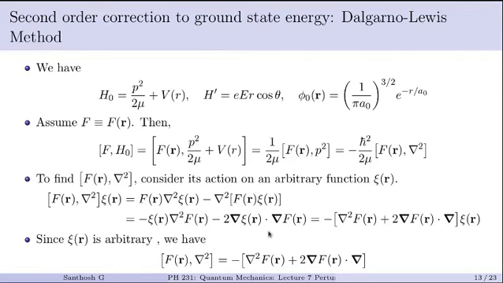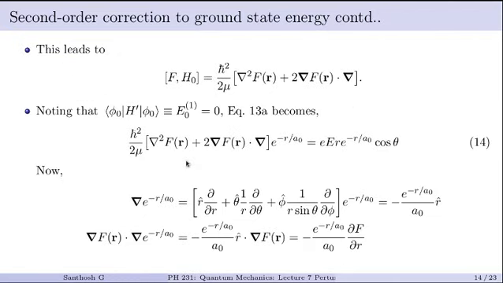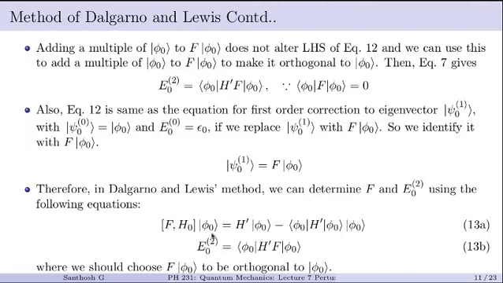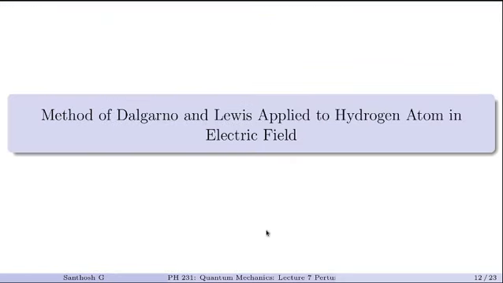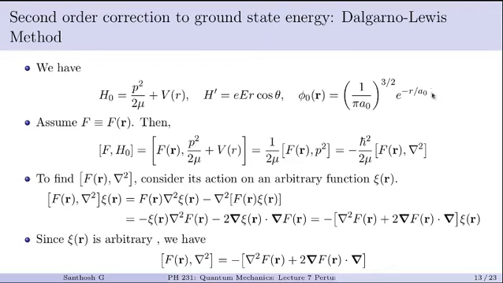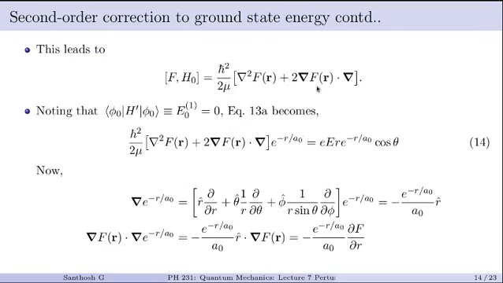Okay, then our equation becomes: the commutator of f with h0 acting on phi 0 is equal to h dash phi 0. So the commutator of f with h0 is given by this equation, and that should act on phi 0. Phi 0 is given by this expression, and that is equal to h dash acting on phi 0. Okay, so on both the left hand side and the right hand side, you have this constant factor (1 by pi a0 cube) to the power 3 by 2, which can be cancelled, and you will end up with this equation number 14.